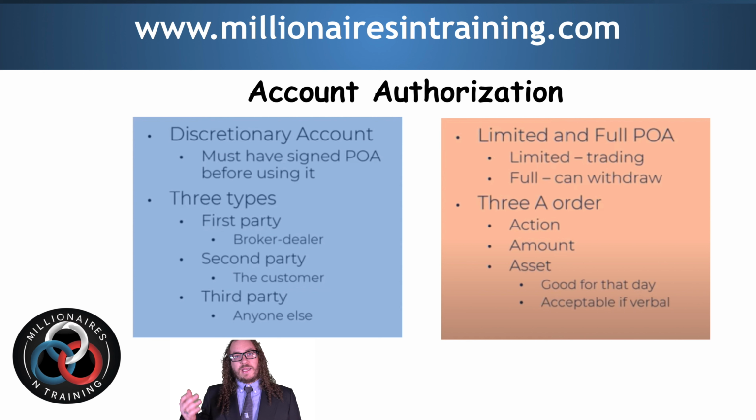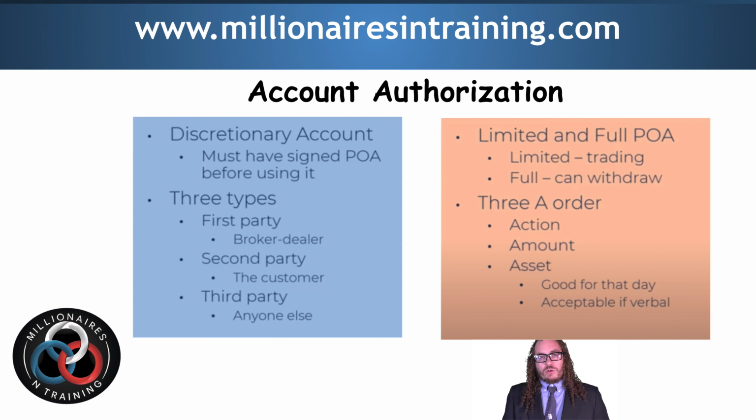So when we're looking at getting discretionary authority over a client's account, the client fills out a power of attorney. The power of attorney can either be limited or full, and just so you know, we never really want a full power of attorney for registered reps. We want limited, and limited is usually what we deal with. With limited power of attorney, it just gives the registered rep the ability to trade on behalf of the client. They can't take anything out of the account by making withdrawals.